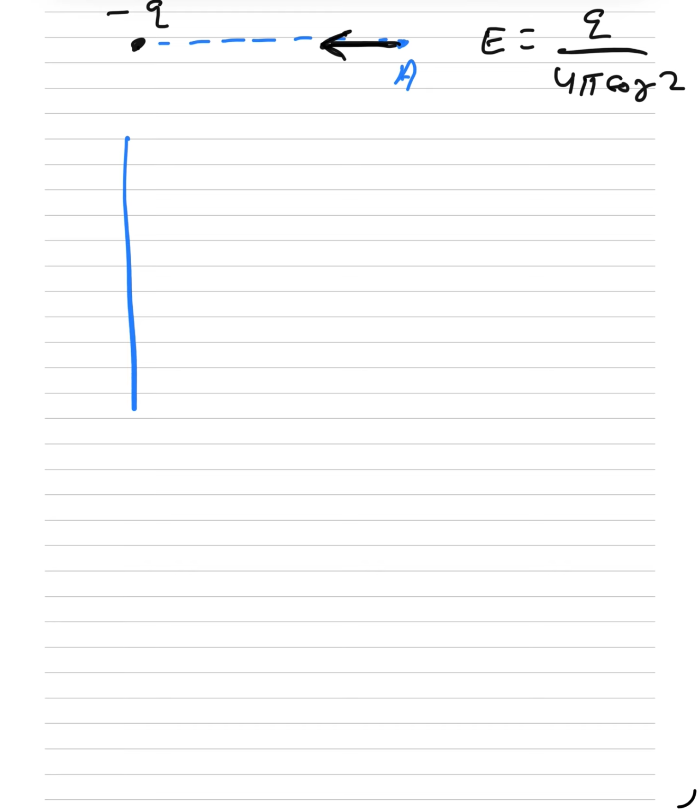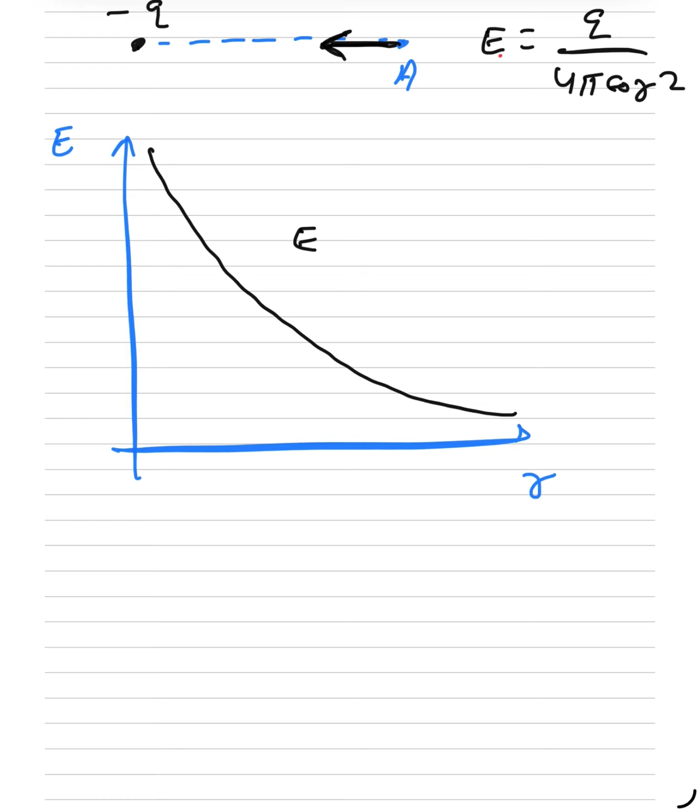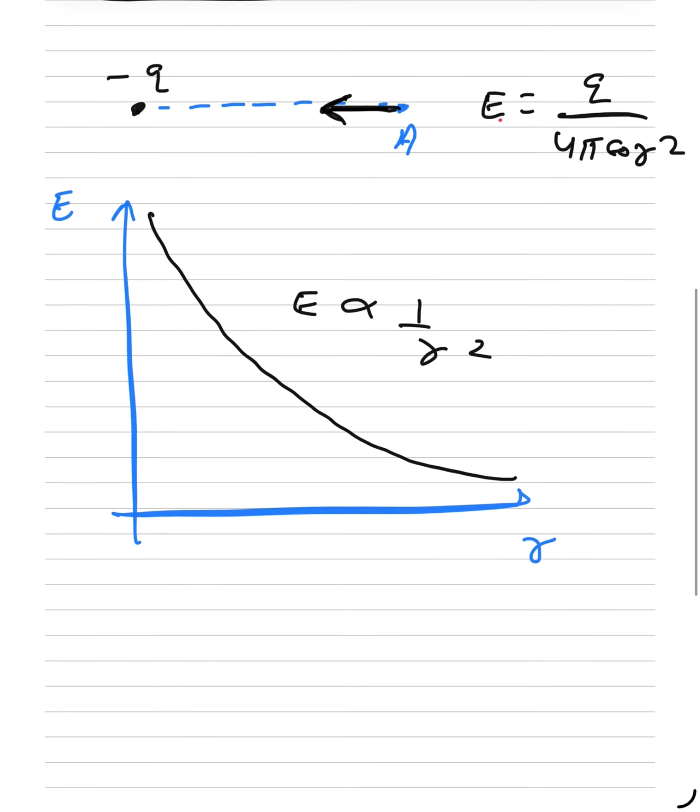And the graph of electric field versus distance: because electric field is inversely proportional to the square of distance, the graph looks like this, because the electric field is inversely square proportional to the distance between both points.